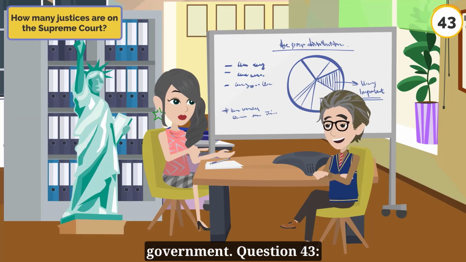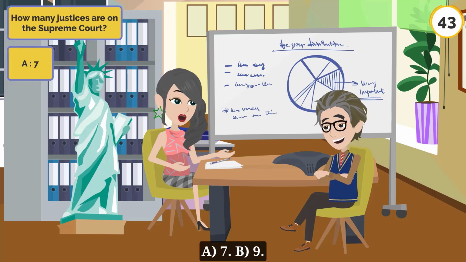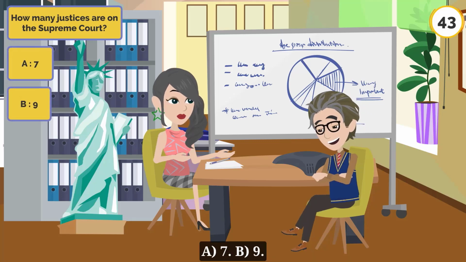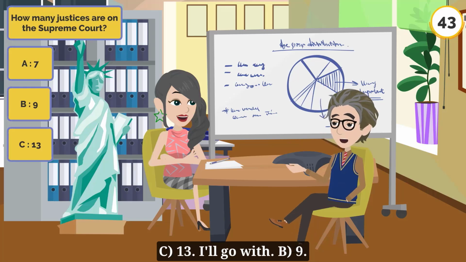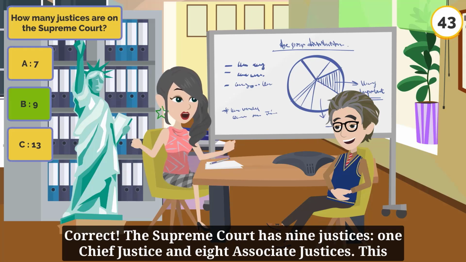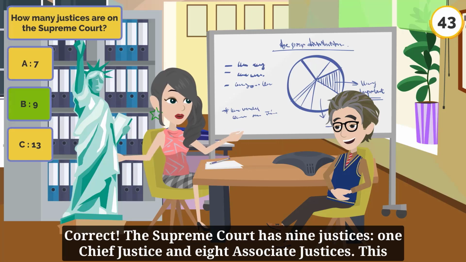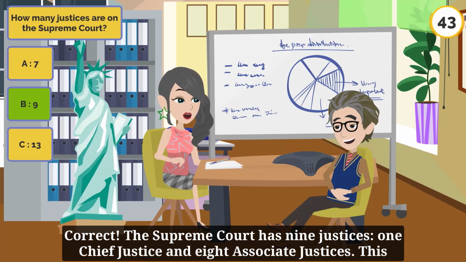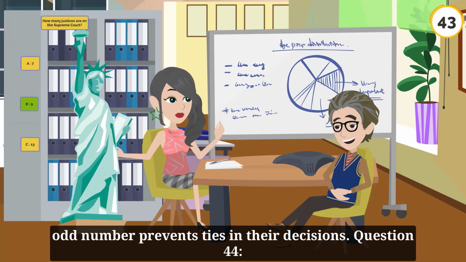Question 43. How many justices are on the Supreme Court? A. 7. B. 9. C. 13. I'll go with B. 9. Correct. The Supreme Court has 9 justices, 1 Chief Justice, and 8 Associate Justices. This odd number prevents ties in their decisions.